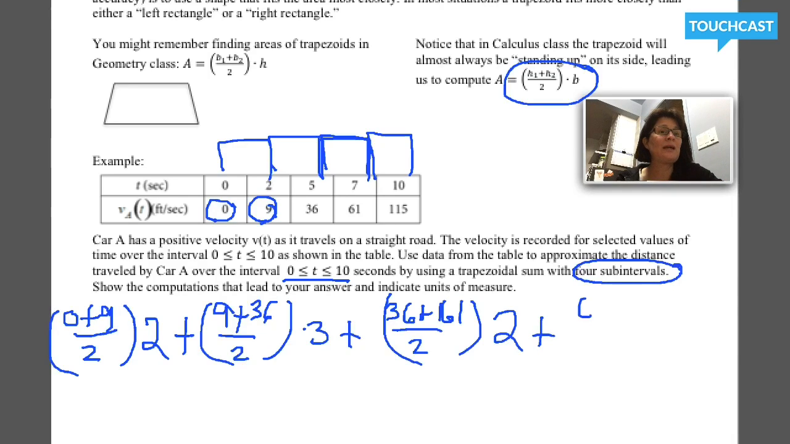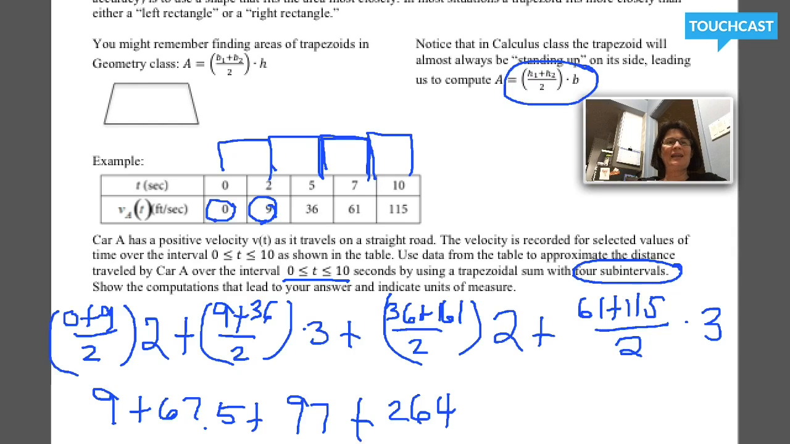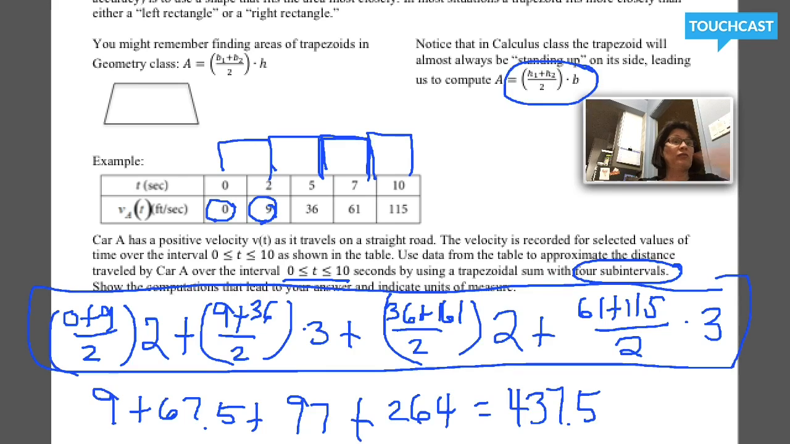And my last trapezoid, my heights will be 61 and 115. I need their average. I'm going to multiply by the distance across that time interval, which is 3 seconds. So when I simplify that, I get 9 plus 67.5 plus 97 plus 264, which gives me 437.5. Notice if this were the actual free response section, you'd have no obligation to simplify any further than that. Feel free to leave your answer like that.